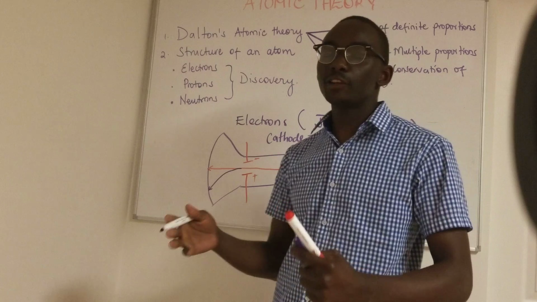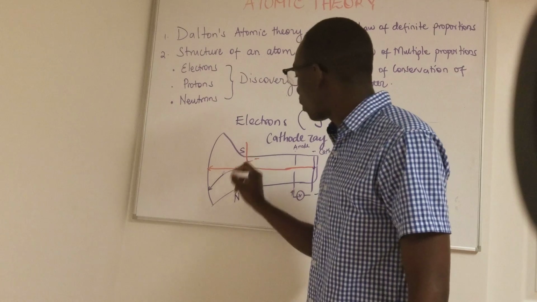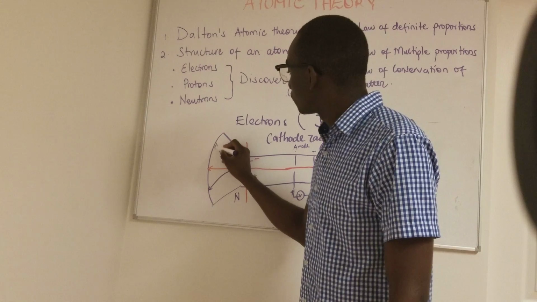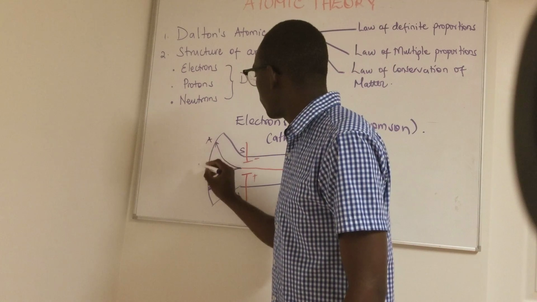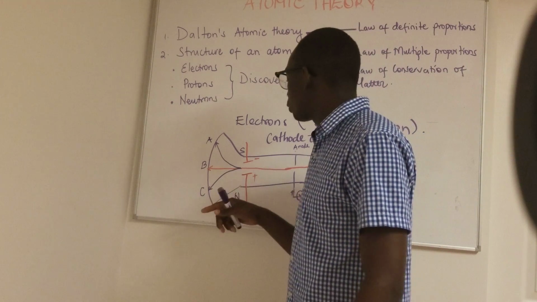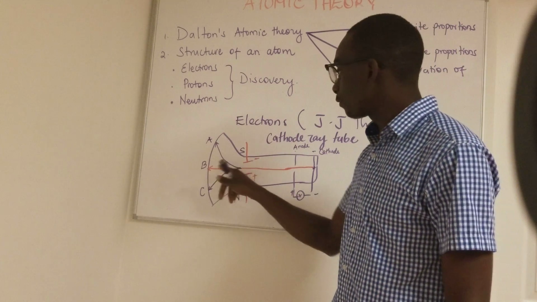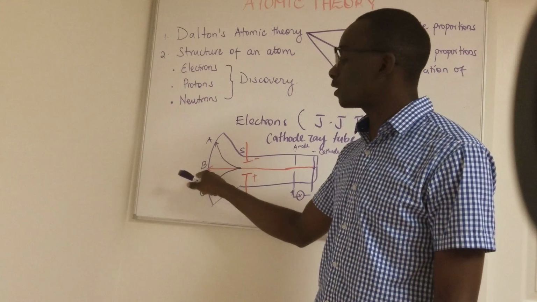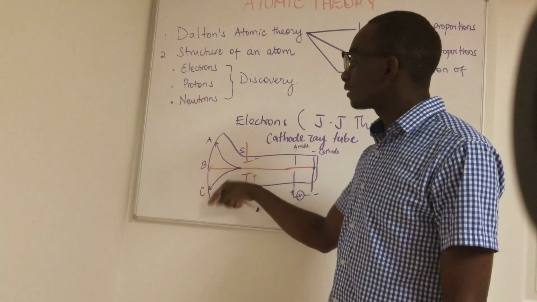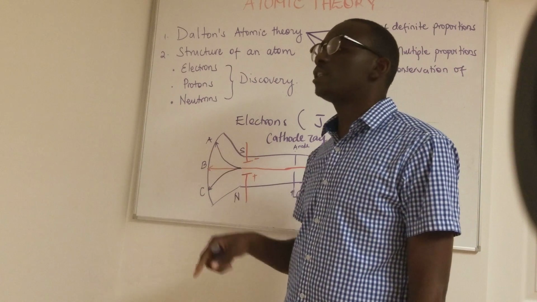Then again, he introduced a magnetic field in the form of a magnet. If this is my north and this is my south pole, when this beam of electrons accelerated through, they were deflected to these points. If this is my point A, B, and point C, when a beam of electrons is passed through, when both magnetic and electric fields are equal or are off, they move in a straight line to point B. But when the magnetic field is off and the electric field is on, they are deflected to point C. And when the electric field is off, they are deflected to point A.